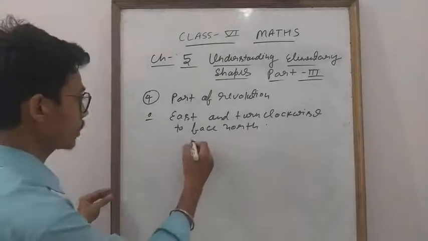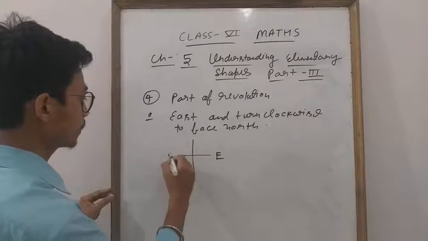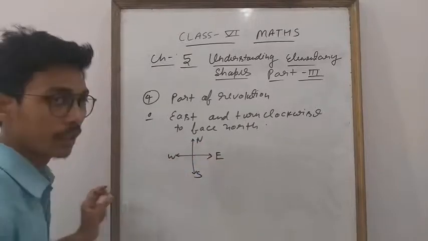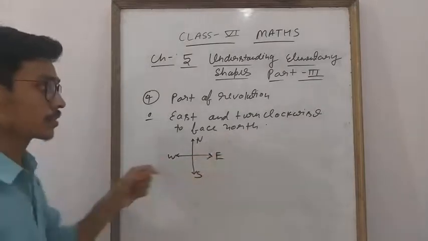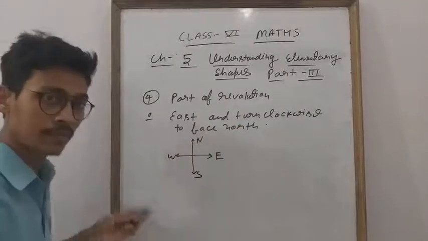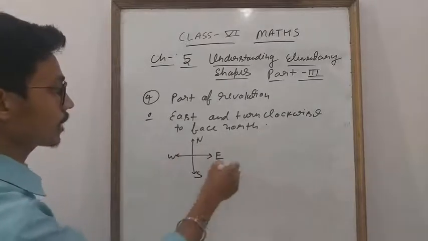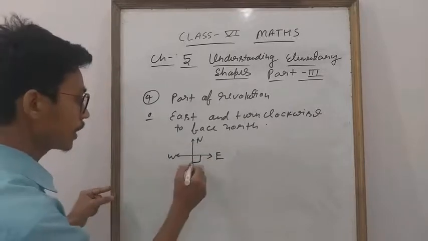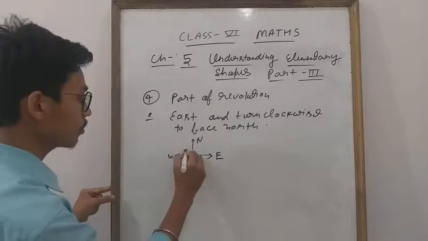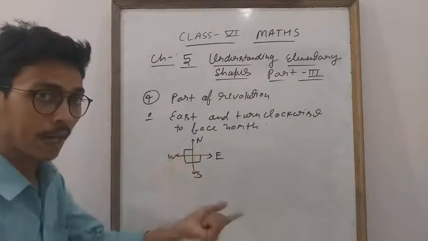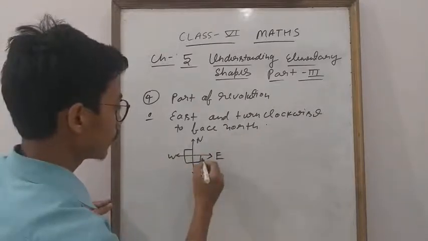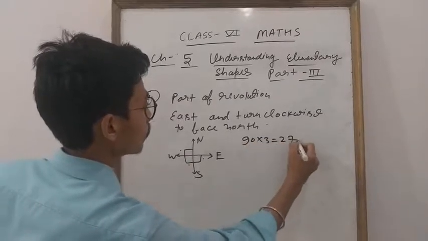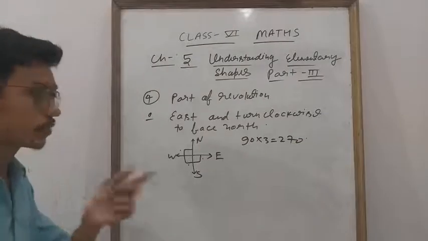Now same, students, we will draw the diagram east, west, north, south. This diagram is very important, everyone. Okay, this is basic. East and turn clockwise. So clockwise means right hand side you will move, and anti-clockwise means left hand side you will move. So east, turn clockwise to face north, that is, east to north you have to go. First you will go east to south, then south to west, again west to north. How many right angles, students? East to north means 90, 90, 90, that is 90 multiplied by 3. So 270 degrees you have to move. Now, students, you have to find out the fraction of revolution.